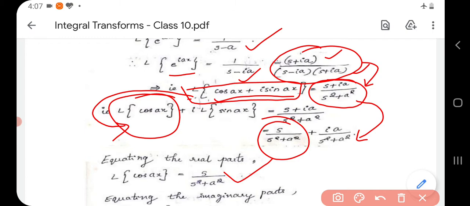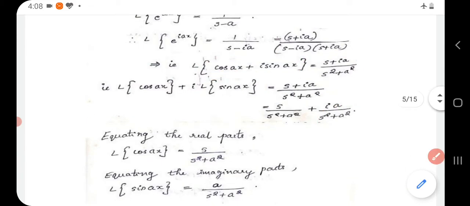Okay. Now, equate the imaginary part, that is, the Laplace transform of sin ax. It will be equal to a by s square plus a square. This is also in good agreement with the formula that we derived for the Laplace transform of sin ax in our first class. What was it? a by s square plus a square. Okay. So this is another way to derive the formula for sin ax and cos ax.